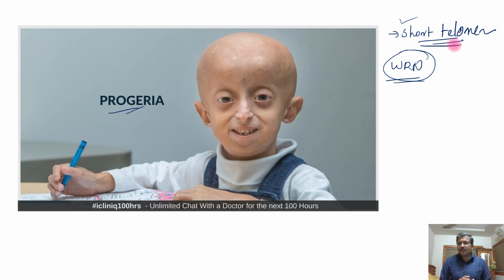And telomerase activity is most important for the university PG examination as well as for the CSIR UGC NET JRF examination.